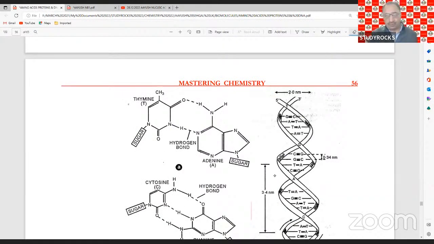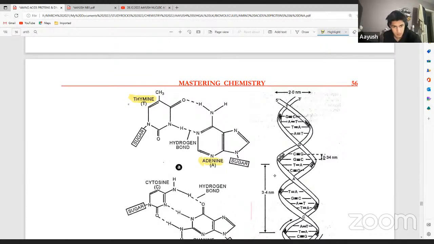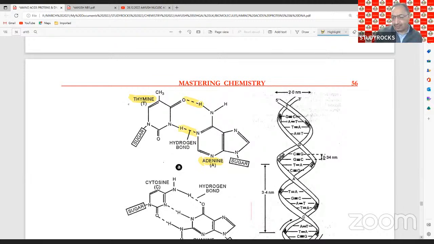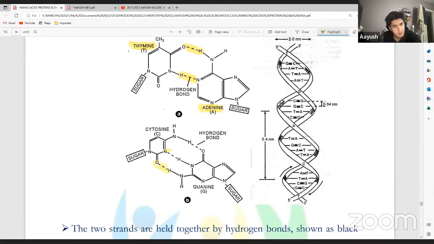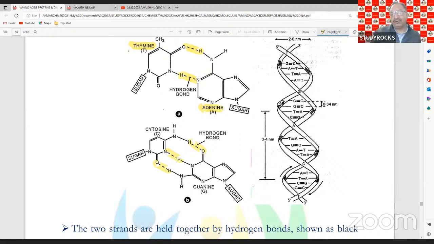And to make it further clear, and just to put it in your memory, this is thymine, and this is adenine, joined by hydrogen bonds. 2 hydrogen bonds. Similarly, this is guanine and cytosine combination, so 3 hydrogen bonds. Got it? And this is how 2 DNA strands run in opposite manner. I hope you can draw it very comfortably.